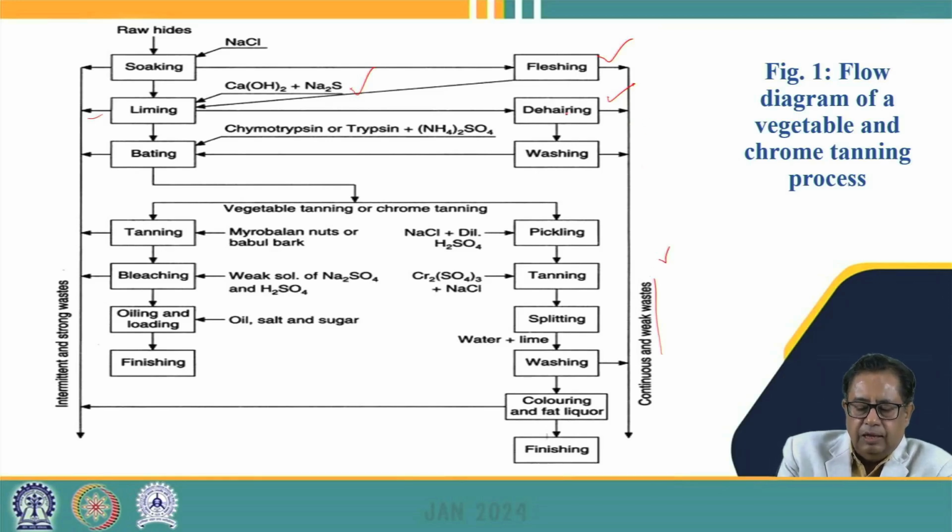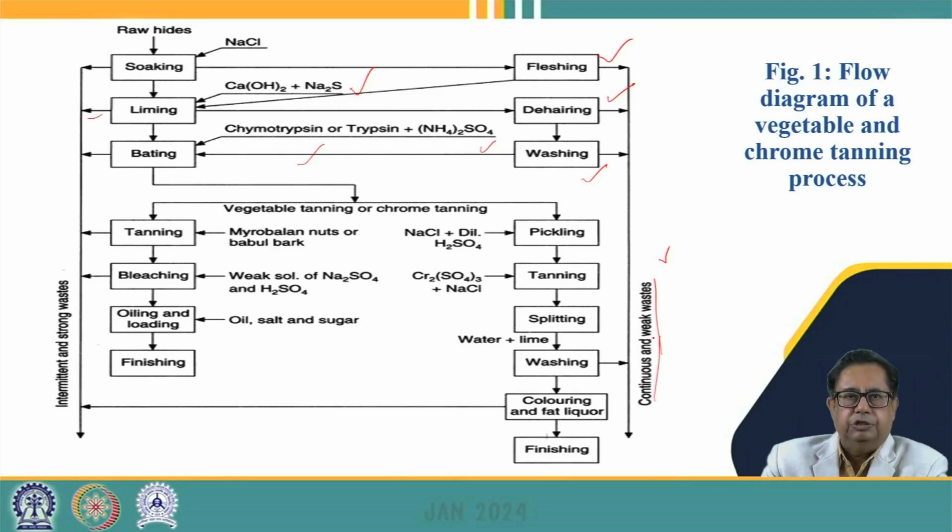After the dehairing process, we can take it to the process of baiting, where we go for the addition of certain enzymes, like chymotrypsin or trypsin, and ammonium sulfate can be used. The baiting process may also result in an intermittent strong waste. And then we wash the hides, which results in a continuous and weak waste.